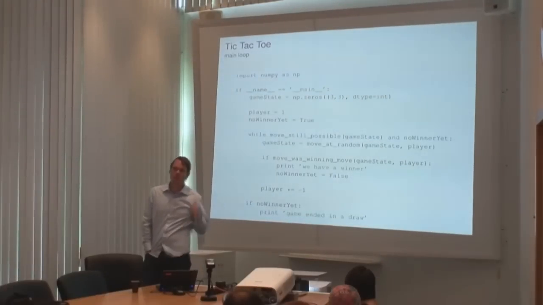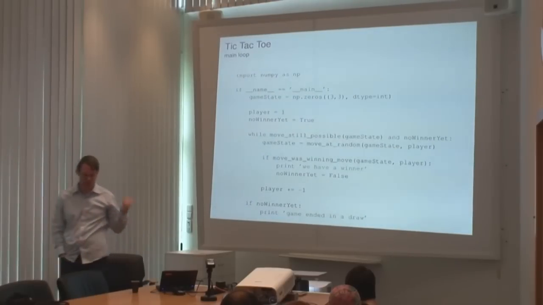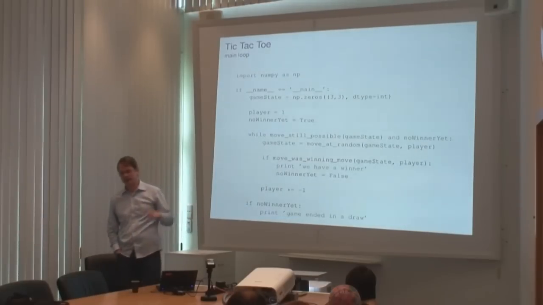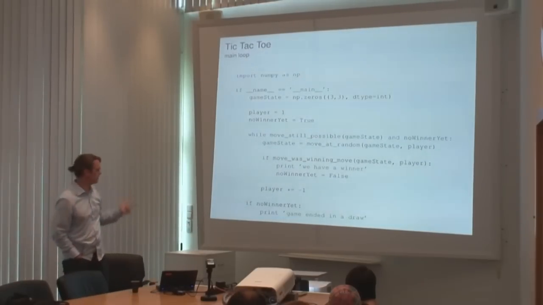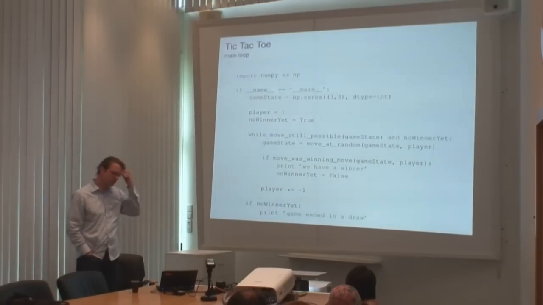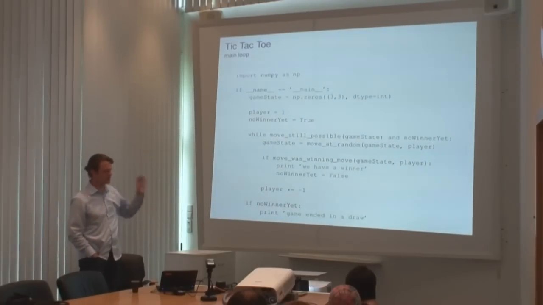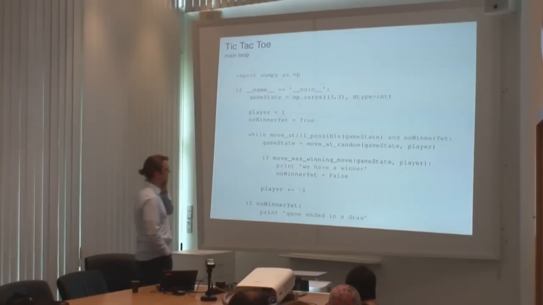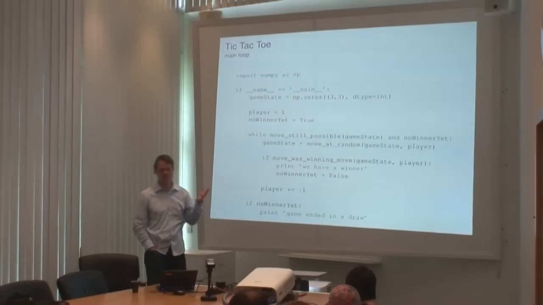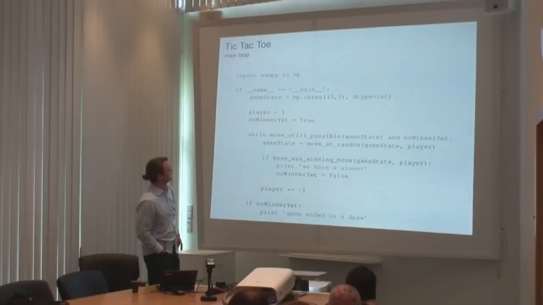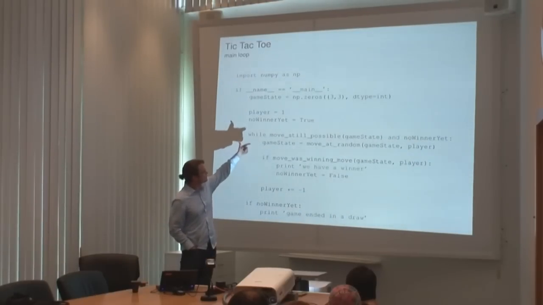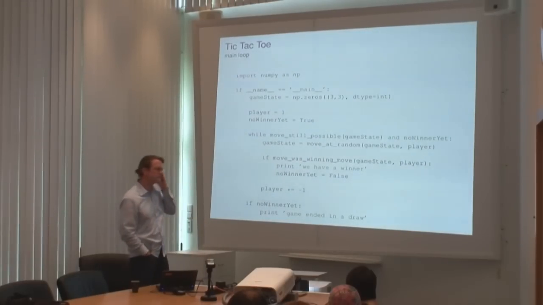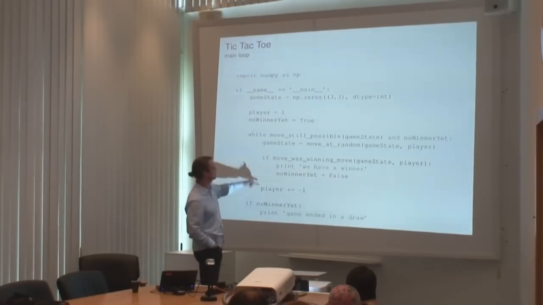And then here is the main loop of the game. Basically, what this while loop does is, upon entry, it checks if moves are still possible and if we do not have a winner yet. A move is still possible if there is still an empty field on the tic-tac-toe board, and we don't have a winner yet as long as no player has won the game, all right? And say both conditions are still fulfilled, well then we have to carry out whatever is inside the while loop.